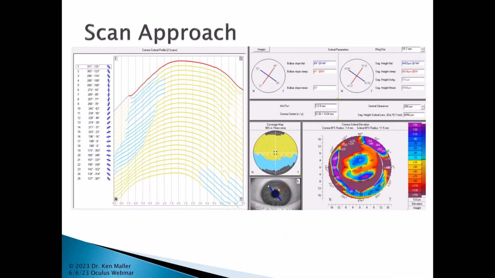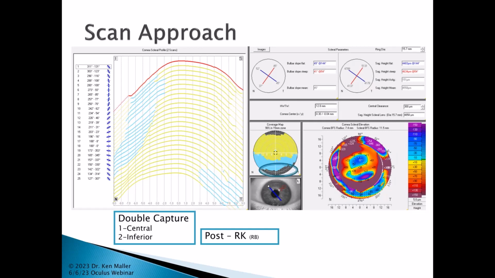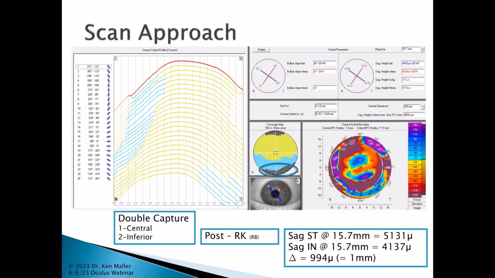Let's take a look at this particular eye. This one is a post-RK eye, and once again, you can see my capture is not really as clean as I would like it to be. I did do a double capture. You have the central one, which captured a good portion of the central, but I did miss some of the superior portion. And then inferiorly, once again, I've missed a whole section down at the bottom.